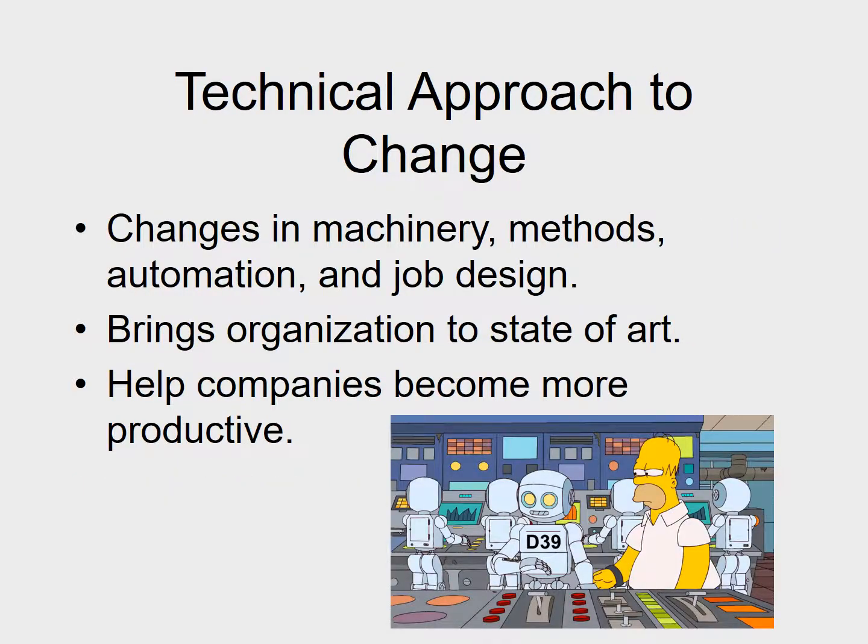A technical approach to change is any changes in machinery, methods, automation, job design. So we're not changing the structure of the organization. For example, we're not moving from single salespeople working with a client list to teams of salespeople working on a group list. Those have stayed the same, but we are changing how the job is done with the methods, with the job design. So individual jobs may be redesigned. We're bringing organization hopefully to the state of the art, whether that state of the art is mechanical or technological, or whether that state of art is individual processes. So basically, we're helping the company become more productive, but we're looking at individual differences.